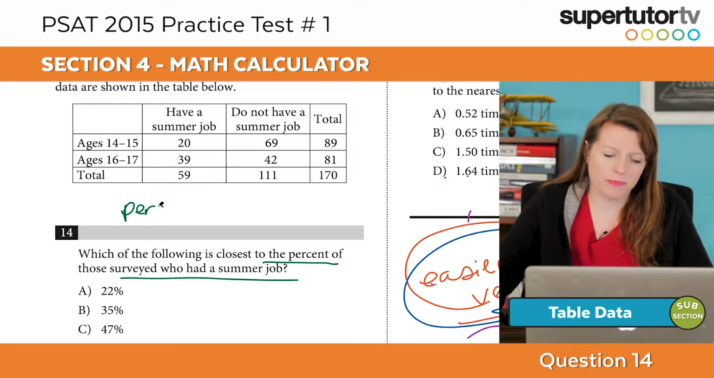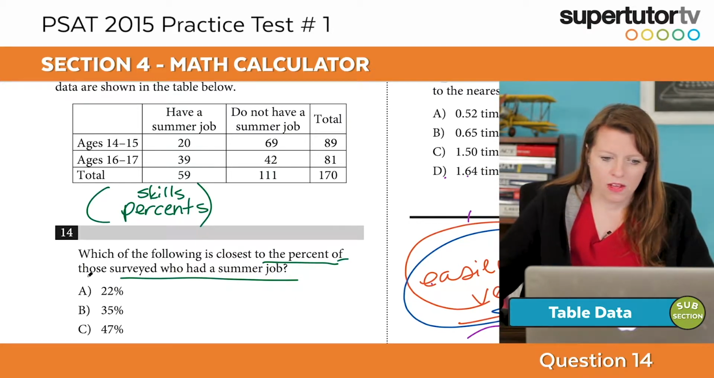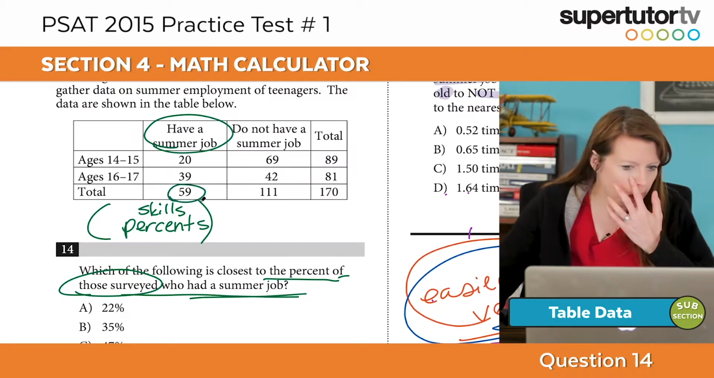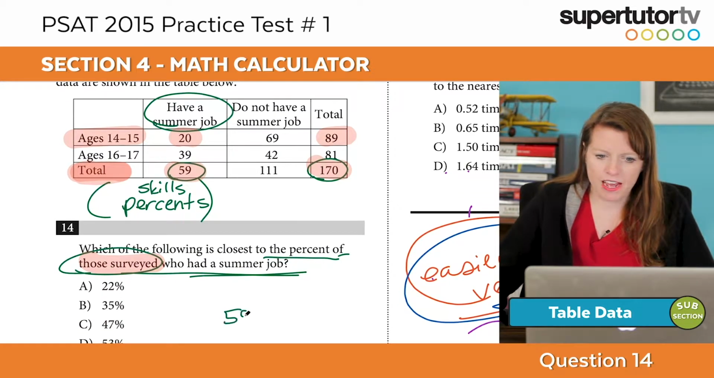Now this is also percents, by the way, and we have a skills video on percents. So if you want to review your percents, you can go to skills on percents. But that's not usually why people miss this. People miss this because they're not precise enough. Of those surveyed who had a summer job. This is all the people surveyed. So I want my total number here and I want my number here. A mistake people make is they look at have a summer job, they just go to the 20 and look at total over here, and they didn't realize that this is just ages 14 to 15. It's not the total. So of those surveyed, I have to make sure I have the right numbers. Okay? So it's just going to be 59 over 170.